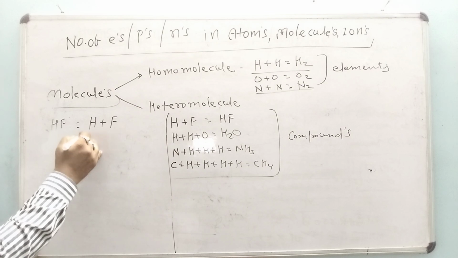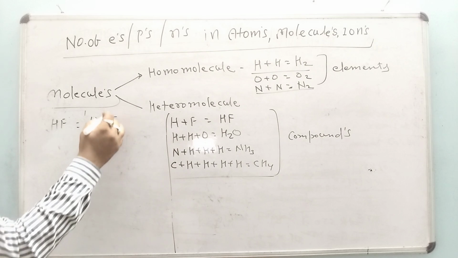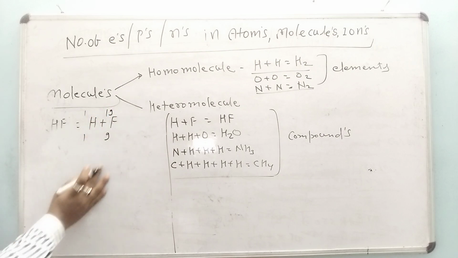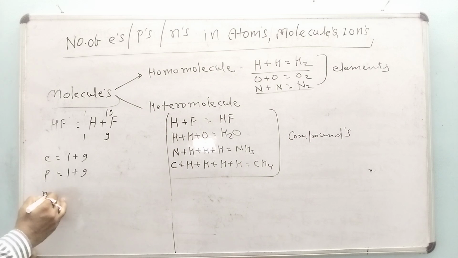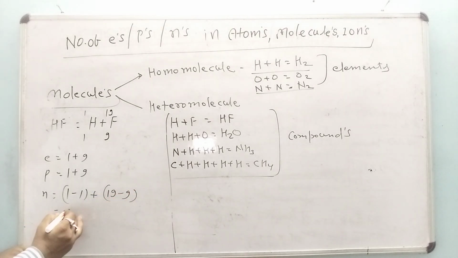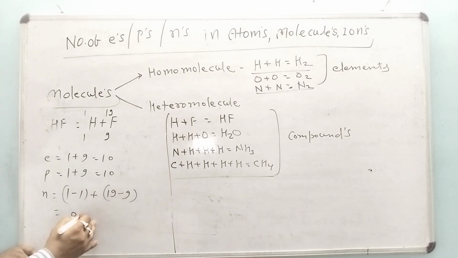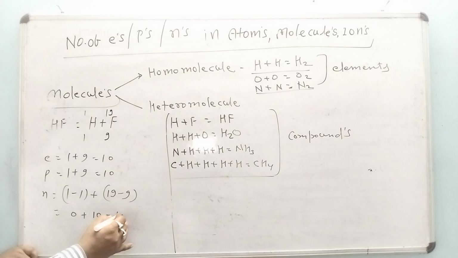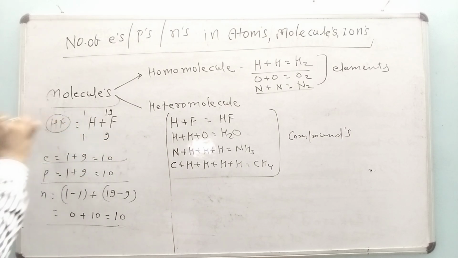fluorine atom. Hydrogen: atomic number 1, atomic mass number 1. Here, atomic number 9, atomic mass number 19. So electrons are 1 plus 9, protons are 1 plus 9, and neutrons are (1 minus 1) plus (19 minus 9). Here electrons are 10, protons are 10, and neutrons are 0 plus 10, equal to 10. Okay, so 10 electrons, 10 protons and 10 neutrons are present in the hydrogen fluoride molecule.